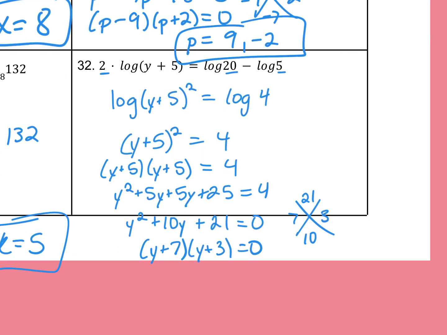Set them both equal to 0. Y is going to be -7 and -3. Okay, so then what we want to do is double check both of those. If I plug in a -7 right here, -7 plus 5 is -2. I can't take the log of -2 because that's undefined, so that's not going to work. But if I plug in a -3 right there, that's still going to give me a positive number. So I'm good on -3, but -7 is not going to work.